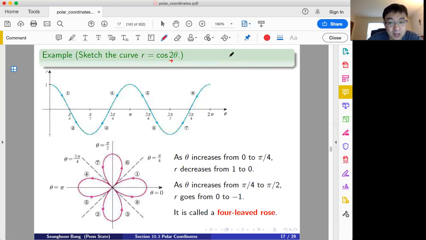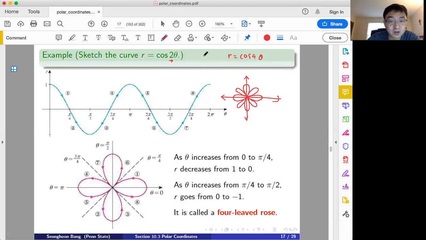So we have the next one. You can use the same idea, cosine 4 theta. What's the graph like? The graph is like this. We have 8 leaves. We have here 1, 2, 3, 4, 5, 6, 7, 8. The next one. So we have 8 leaves.